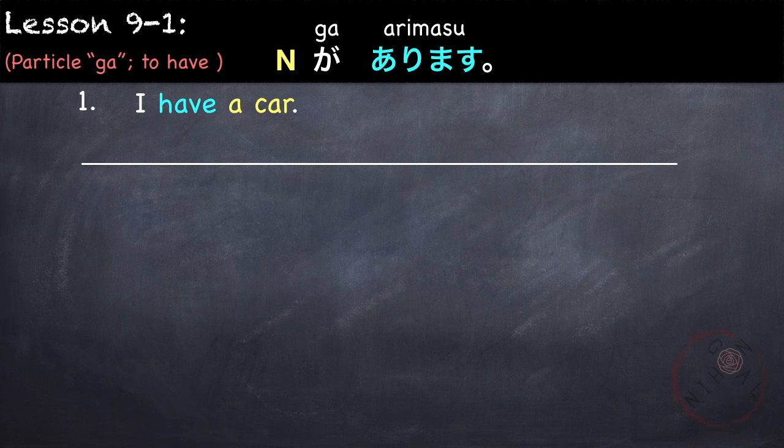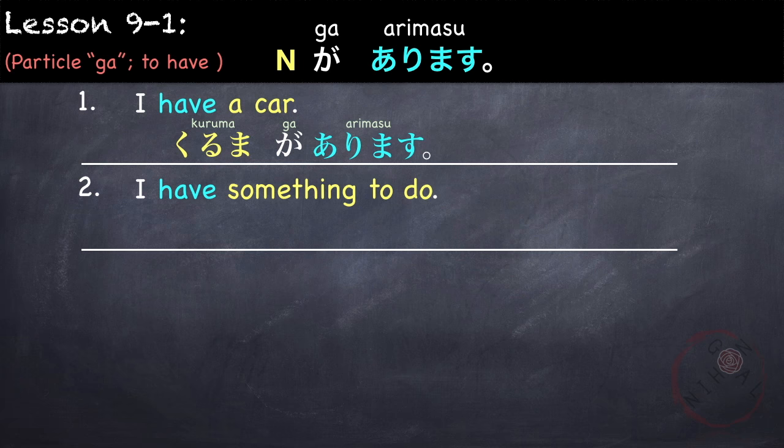For example, I have a car. Our noun is a car, kuruma, followed by the particle ga, and then the verb arimasu, to have. Kuruma ga arimasu. I have something to do. Something to do is yōji, followed by the particle ga, and then the verb have.